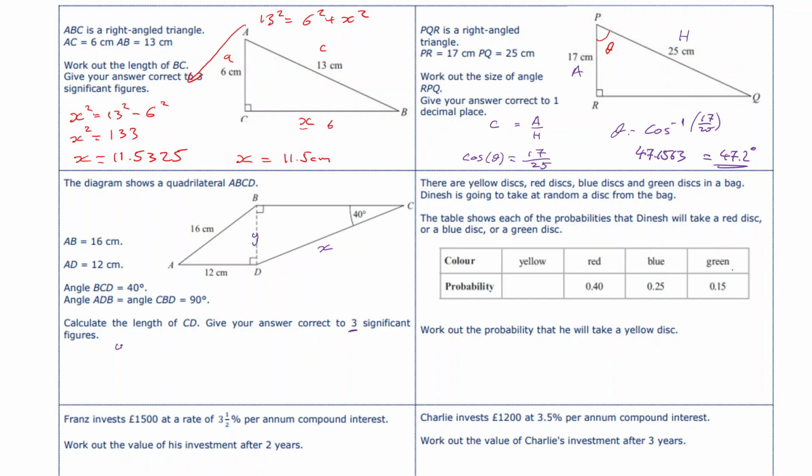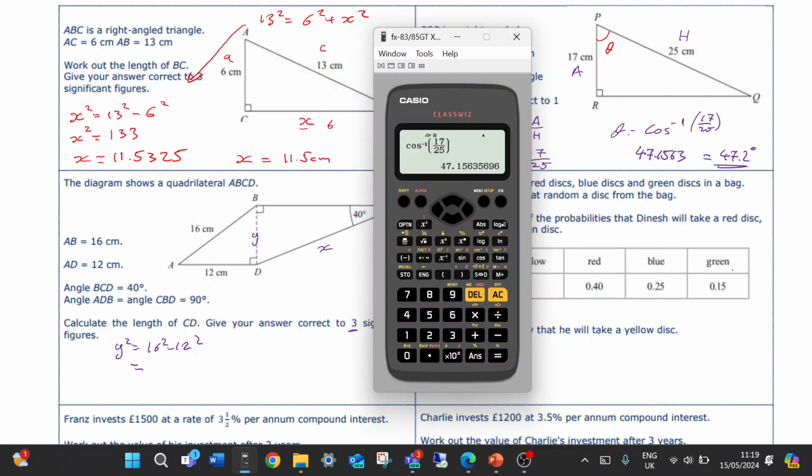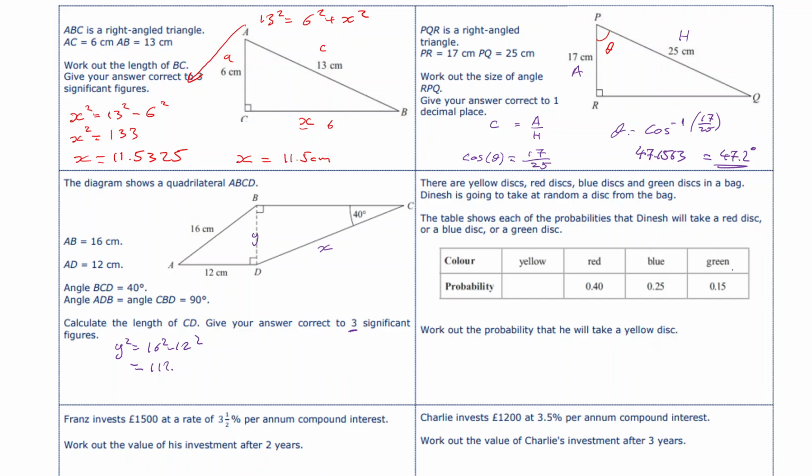Because I've got a right angle triangle here where I've got one unknown side, so 3 sides, Pythag. Again, it's the shorter one, so y squared is going to be equal to 16 squared minus 12 squared, which is going to be equal to 112. I'm going to leave it like that for now because I want the exact value here.